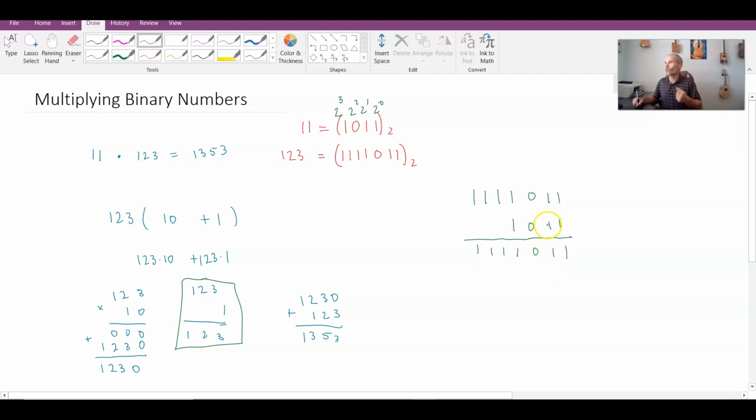So in this case, we're not figuring out how many tens it has, but how many 2 to the firsts it has. Well, it has 1 2 to the first. So that means that I need a shift bit to now get me into 2 to the ones. And again, I can repeat. 1 times 1 is 1, 1 times 1 is 1, 1 times 0 is 0, 1 times 1 is 1, 1 times 1 is 1, 1 times 1 is 1, 1 times 1 is 1.